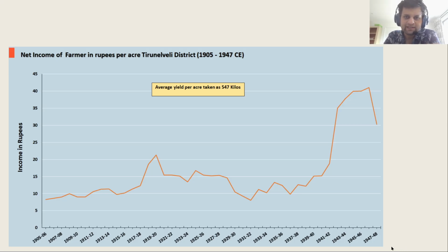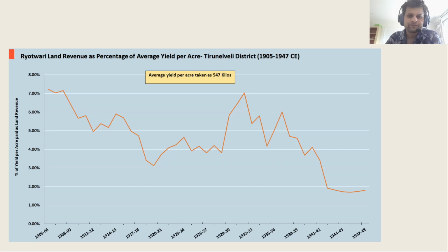So if you normalize for the 147 year period from 1800 to 47, the income of the farmer had pretty much stagnated, and these land holdings, like I said, had become an acre and sub-acre, so very unproductive really. Okay, and so Raitwari land revenue as a percentage of average yield per acre.